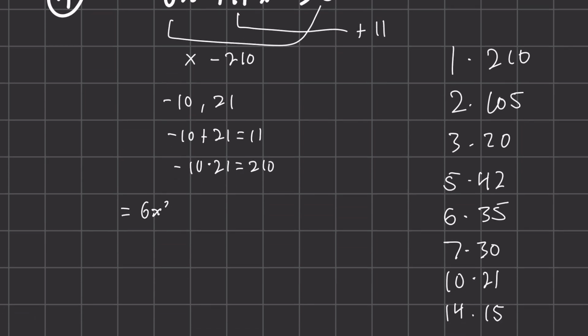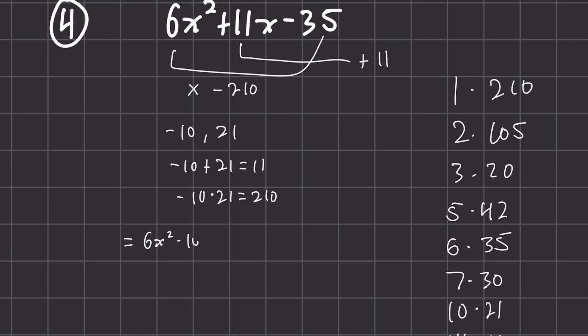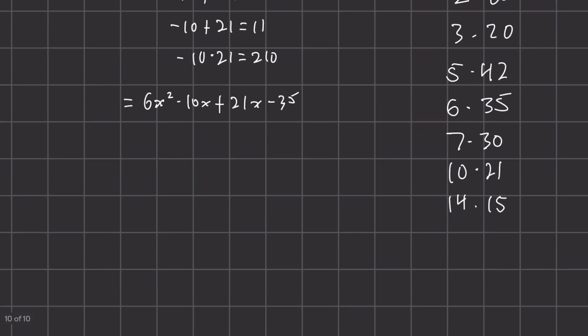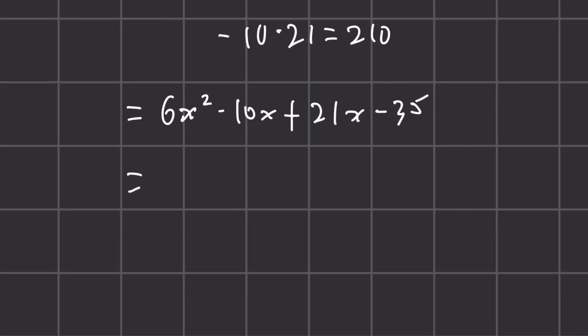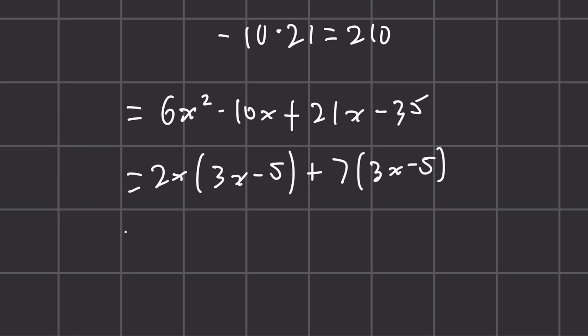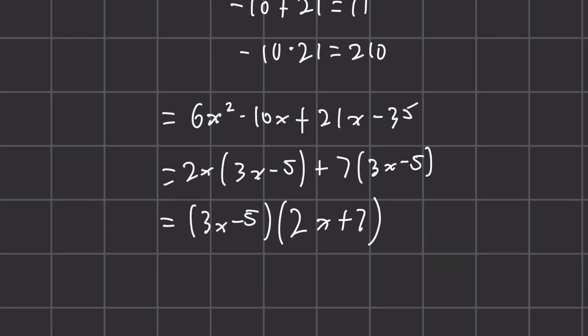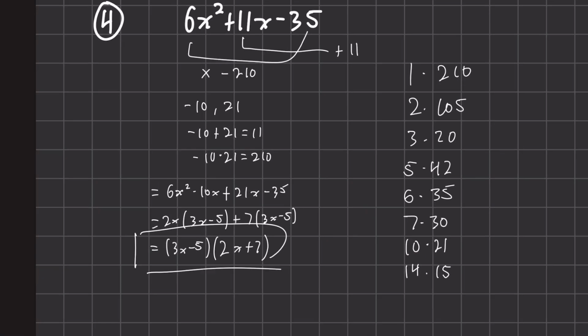So those are the two numbers that we're going to write our middle term as. So it would be 6x squared minus 10x plus 21x minus 35, and now we factor by grouping here. 2x, it will be 3x minus 5. And then we factor out 7, giving us 3x minus 5. And now we just factor out the greatest common factor, 3x minus 5. And we're left with 2x plus 7. And that would be our final answer.